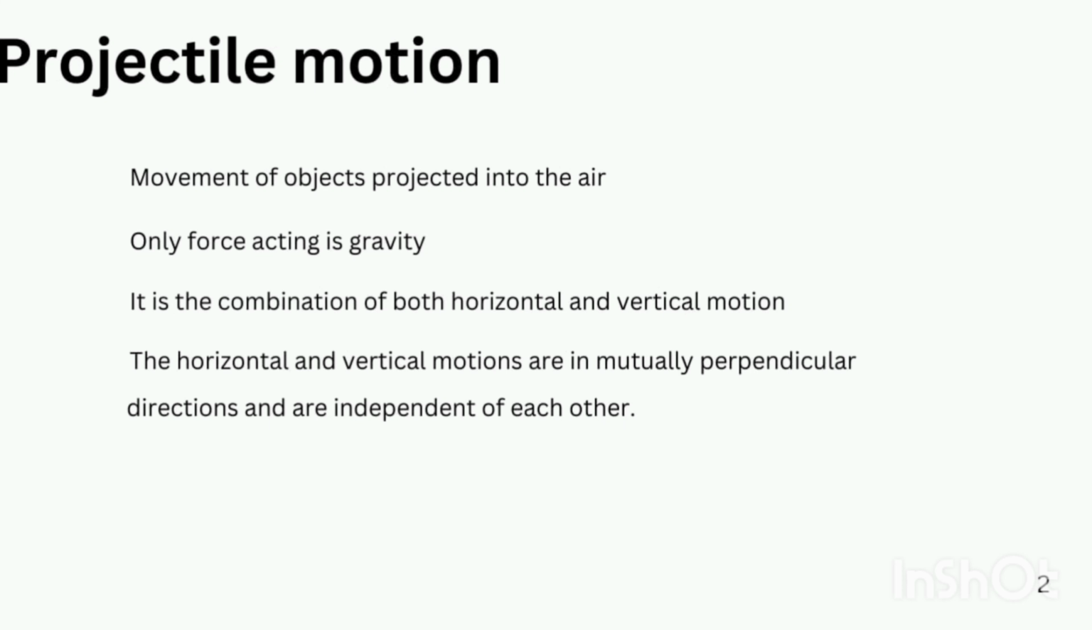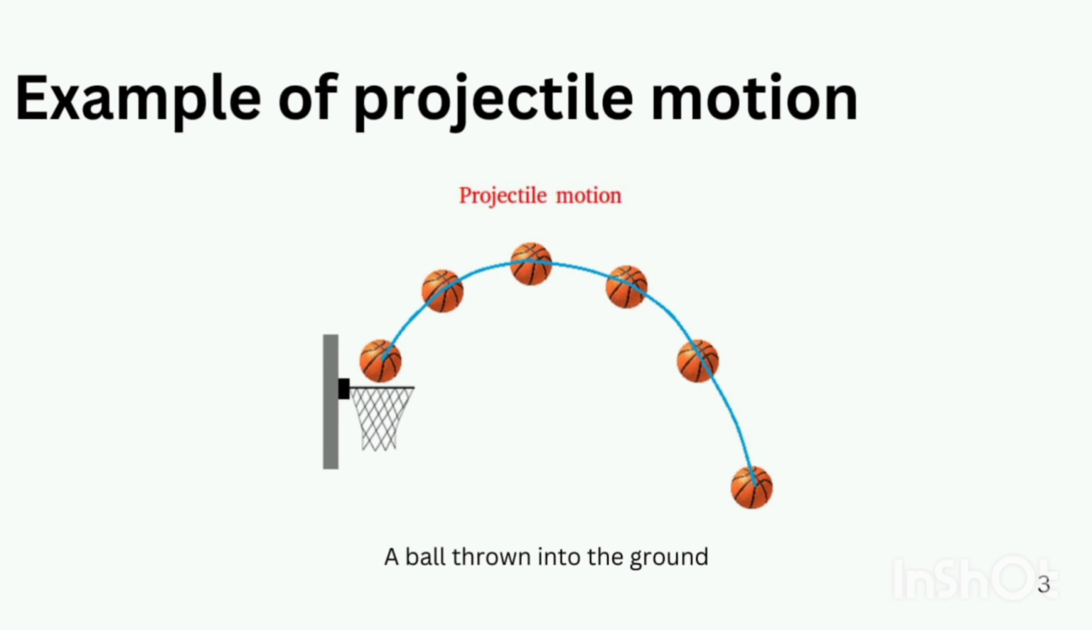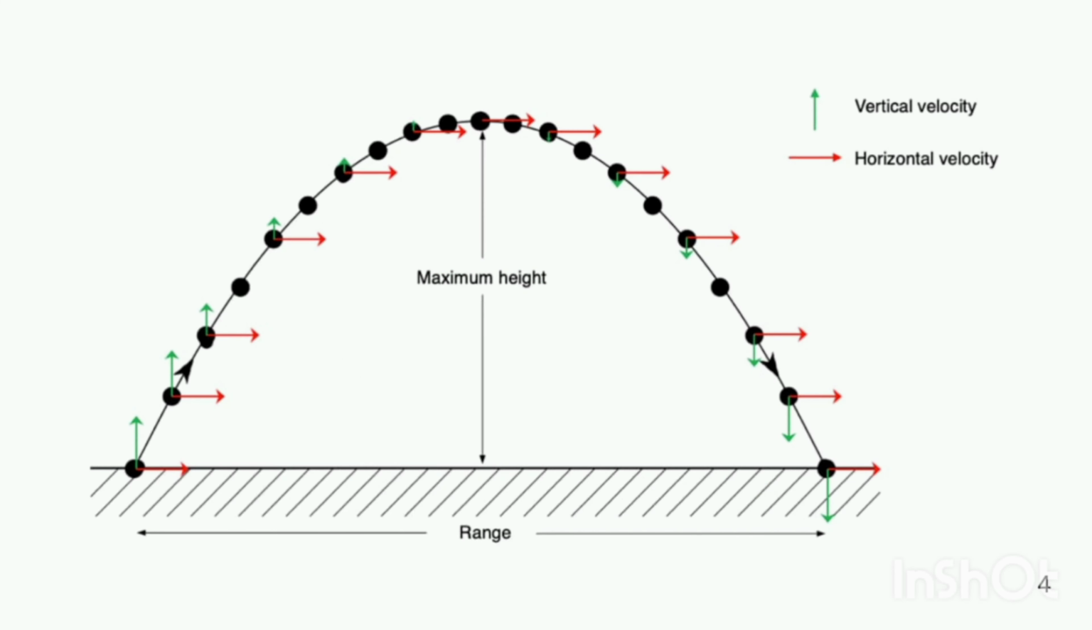Let's see an example of projectile motion. An example is a ball thrown into the ground. This ball takes a parabolic path, and the path is also called the trajectory. The graphical representation of this projectile motion is shown here, and here two velocities are considered. The green one represents the vertical velocity, and the red line represents the horizontal velocity, and the center line represents the maximum height.